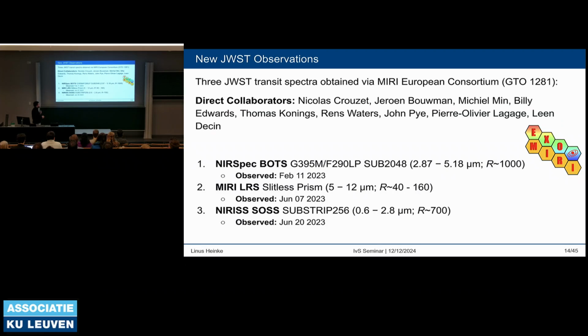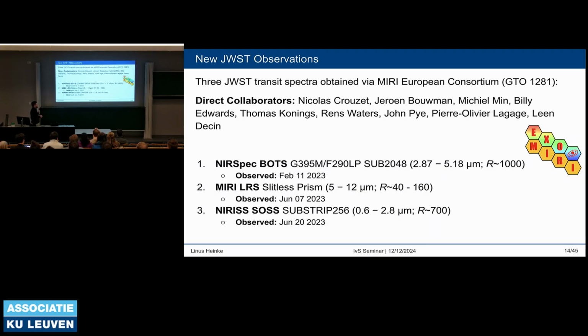And then we have these new JWST observations. So we have 3 transit spectra with 3 different instruments. This data was taken as part of the MIRI European Consortium GTO program 1281. I listed some of the collaborators, also some people from KU Leuven, of course. Thomas is in the audience. And this is all part of the ExoMIRI subgroup that we have there. So we have NIRSpec, MIRI LRS, and NIRISS SOSS, and all of these result in different papers with different focus.